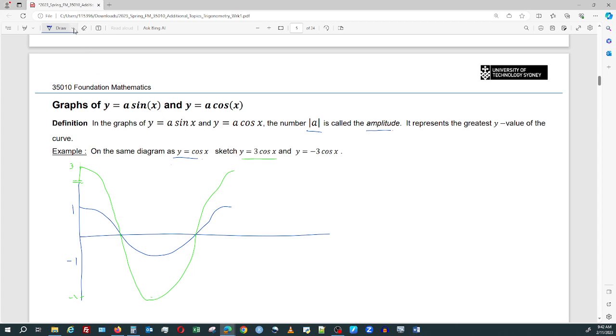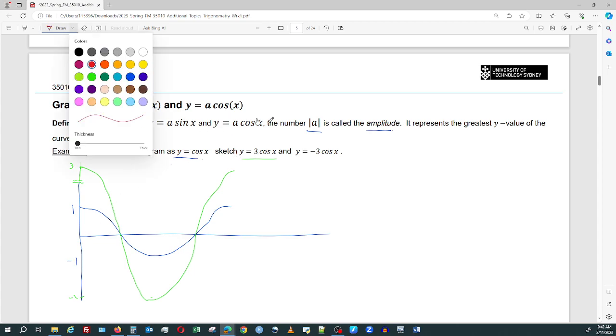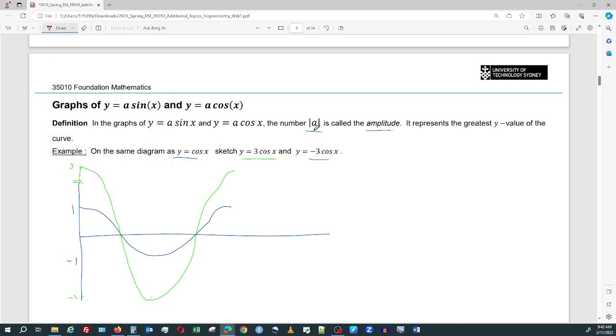And what about this one? Minus 3 cos x. What goes on with a minus 3 cos x? So minus 3 cos x will be going in the opposite direction. Everywhere there's a 3, it's a minus, so it's going to swoop this direction. These are minus values, so they become positive values.